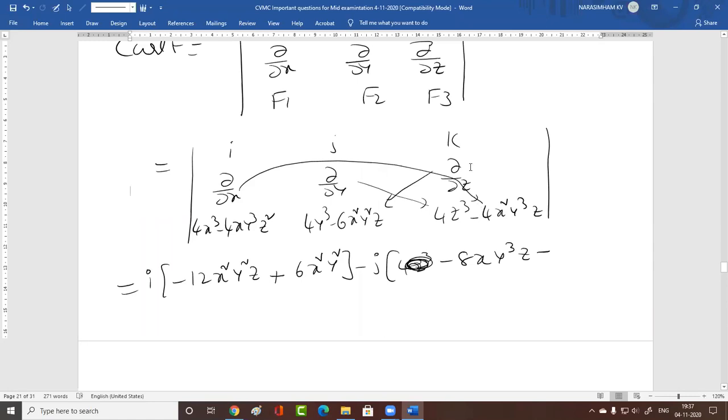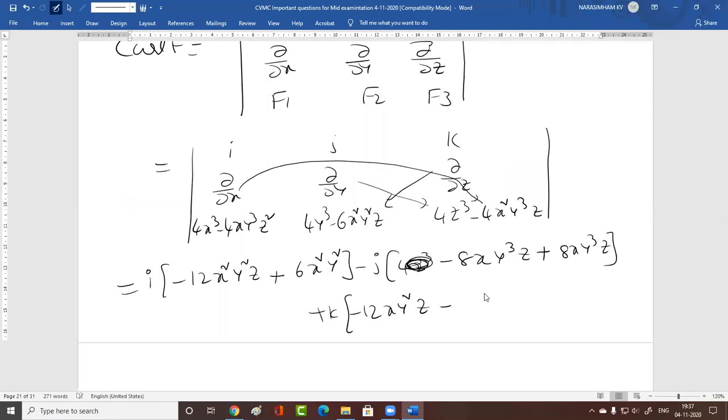dou by dou z of this term, which is plus 8xy cube z, plus k into, now again the partial derivative with respect to x, minus 12xy square z. Dou by dou y value is minus 12xy square z square.